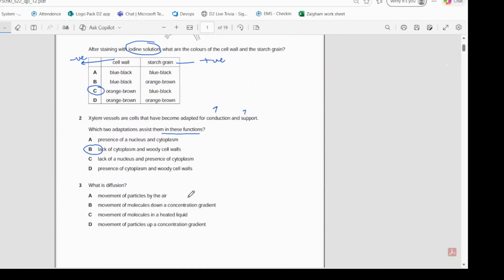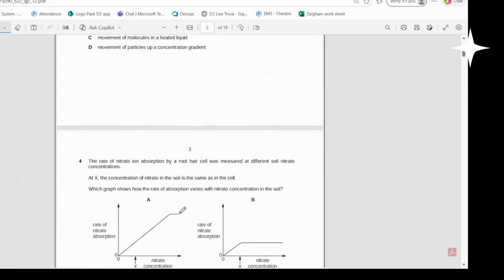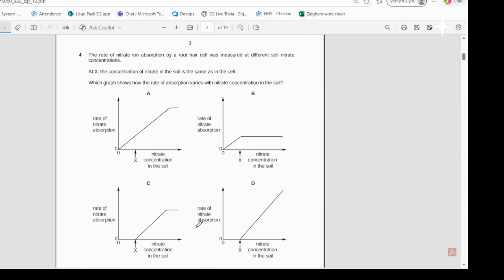What is diffusion? It's the movement down a concentration gradient, from high concentration to low concentration. Okay. A graph is given for the absorption of root hair cells at different soil nitrate concentrations. Starting from 0, which graph shows how the rate of absorption varies with nitrate concentration in soil? Like, as the concentration increases, the absorption also increases. Simple.